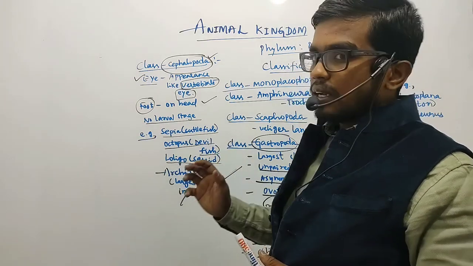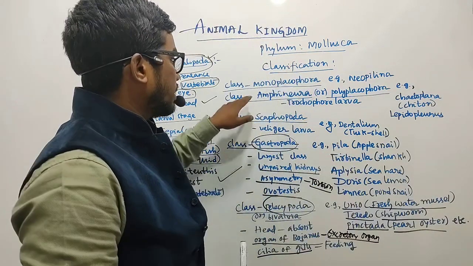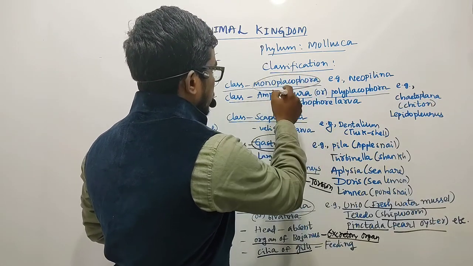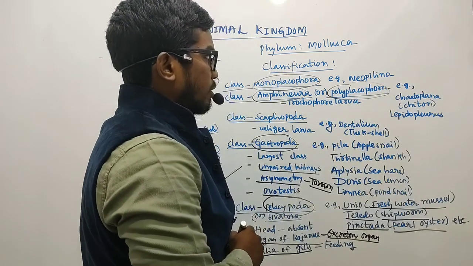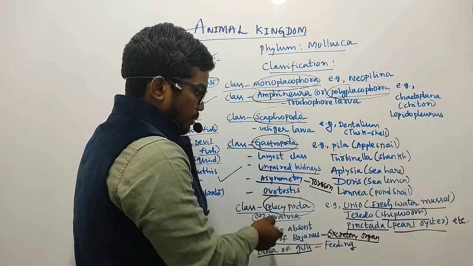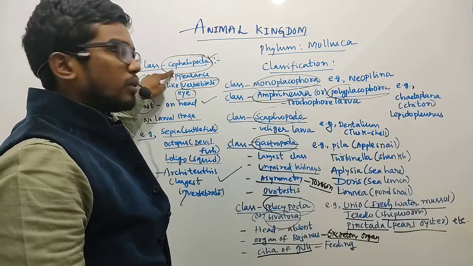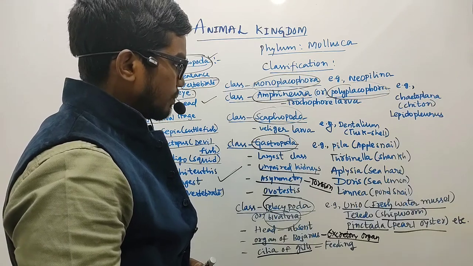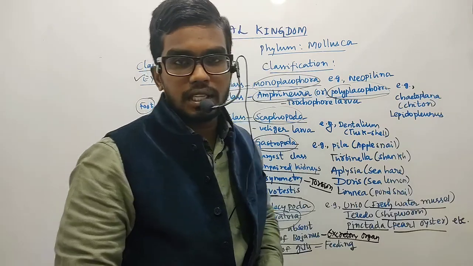So these are the different classes of the phylum Mollusca. Let me repeat. They have class Monoplacophora, then Amphineura, or it can also be called Polyplacophora. Then Scaphopoda, Gastropoda, Pelecypoda or Bivalvia, and finally we have Cephalopoda. So these are six classes. Please note down all the important points here. Keep following the classes with concentration and attention.